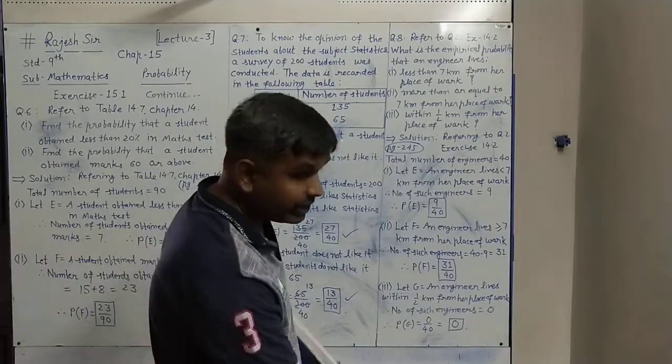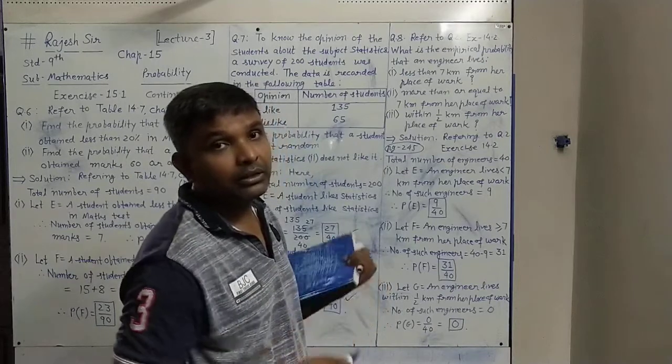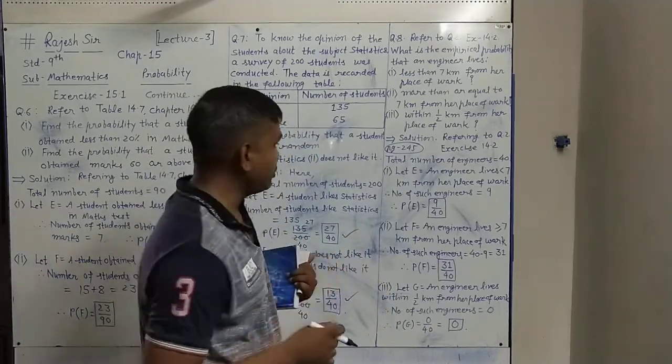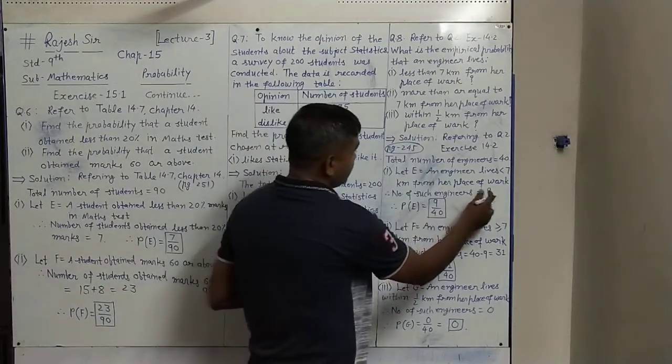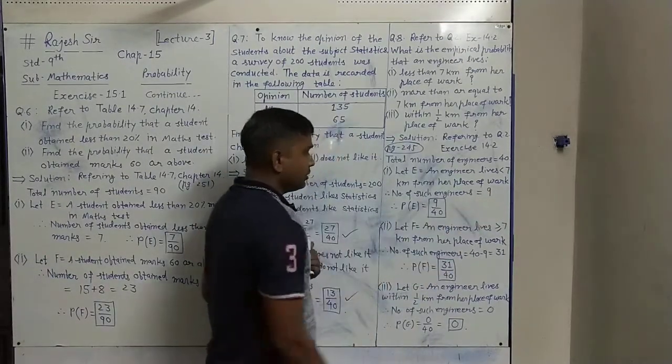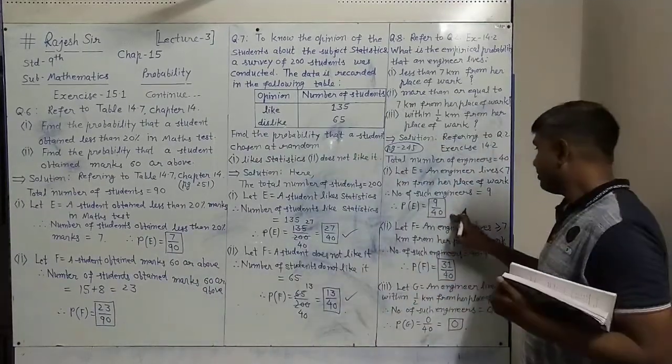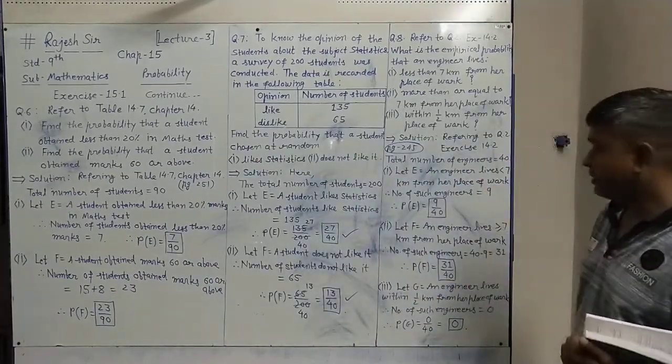So 9 engineers are living less than 7 km away from the place of work. So the number of such engineers is 9. So its probability will be P(E) equals 9 upon 40, the total number of engineers.